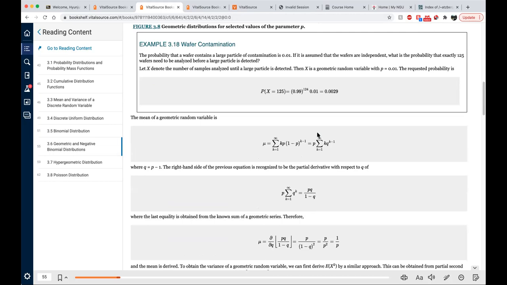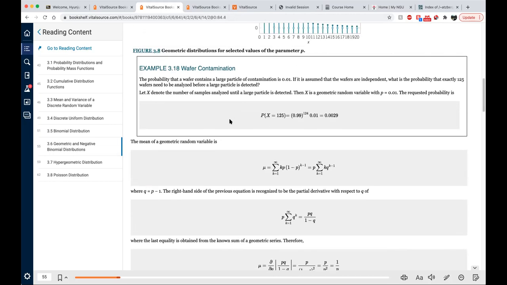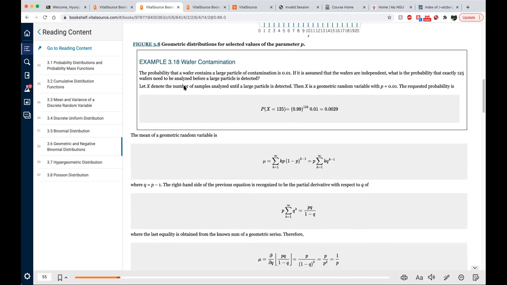Now example 3.18, wafer contamination. The probability that a wafer contains a large particle of contamination is 0.01. If it is assumed that the wafers are independent, what is the probability that exactly 125 wafers need to be analyzed before a large particle is detected? So you see, exactly 125 wafers need to be analyzed before a large particle is detected.